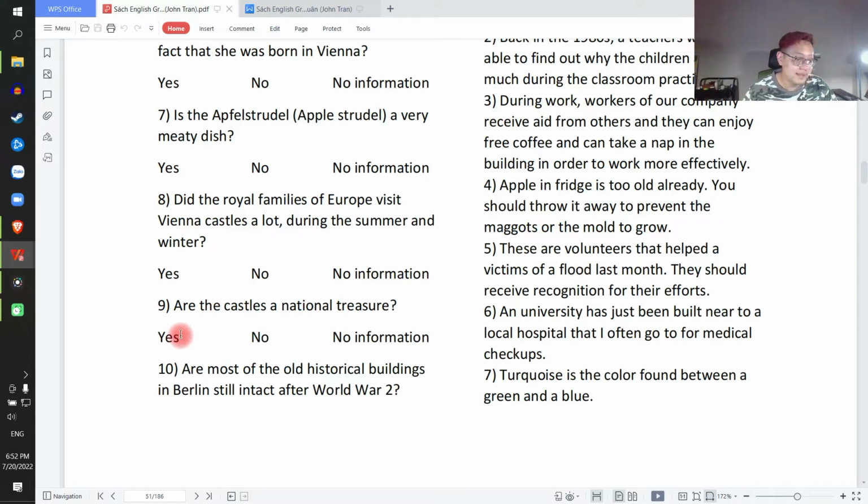Okay, so number 9 is a yes. Number 10, are most of the old historical buildings in Berlin still intact? Intact. To be intact means like it's still in one piece.